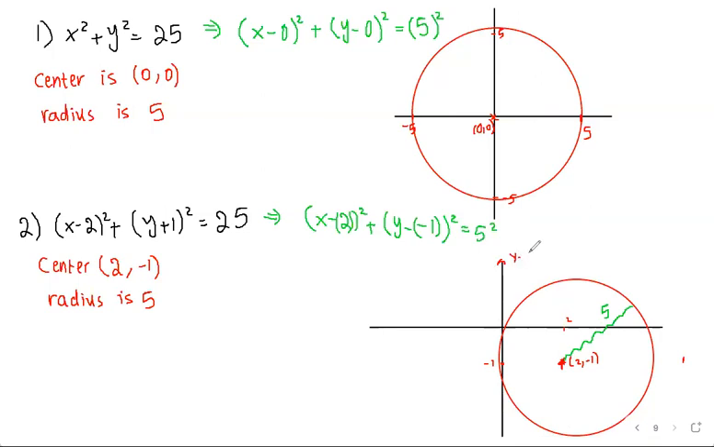Wait, Professor, can you go over number 2 one more time, please? Which one? Second one or first one? Second one. Okay. So for the second one, again, x minus 2 everything square plus y plus 1 everything square equal 25. I know the equation for the circle is x minus h square plus y minus k square equal r square. This is the radius. This is the center h and k.